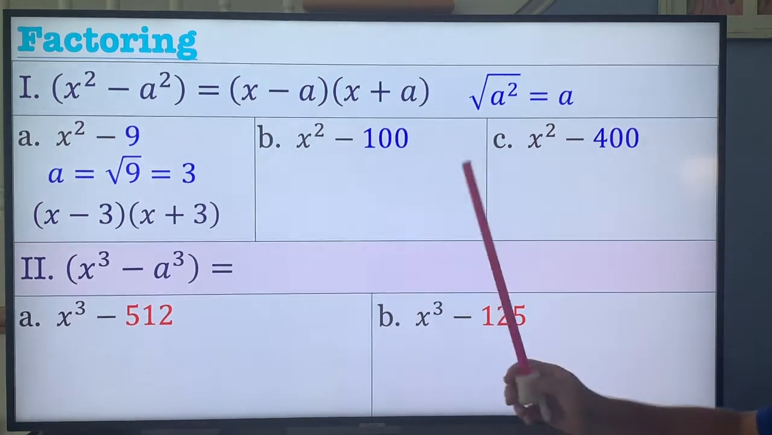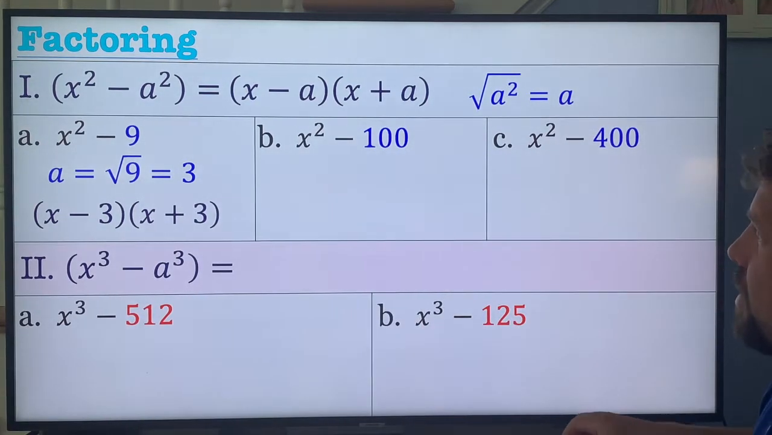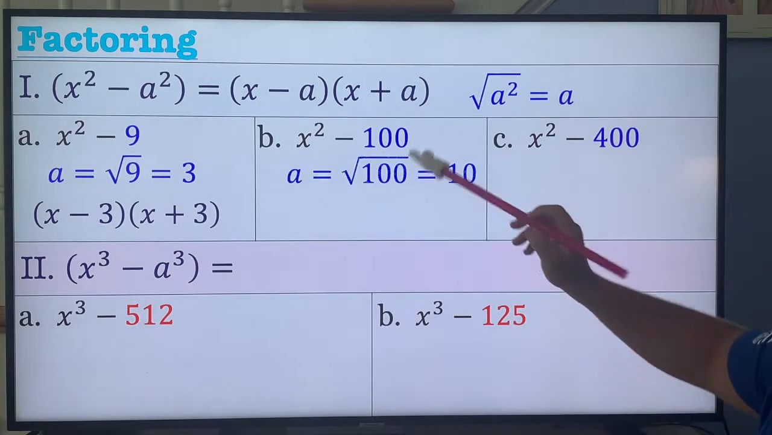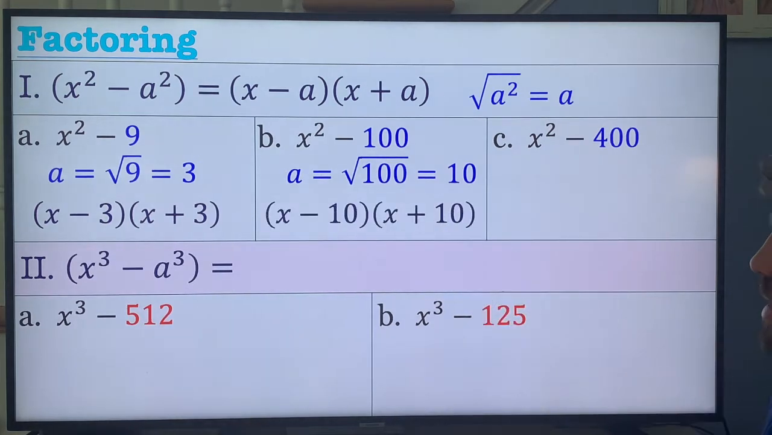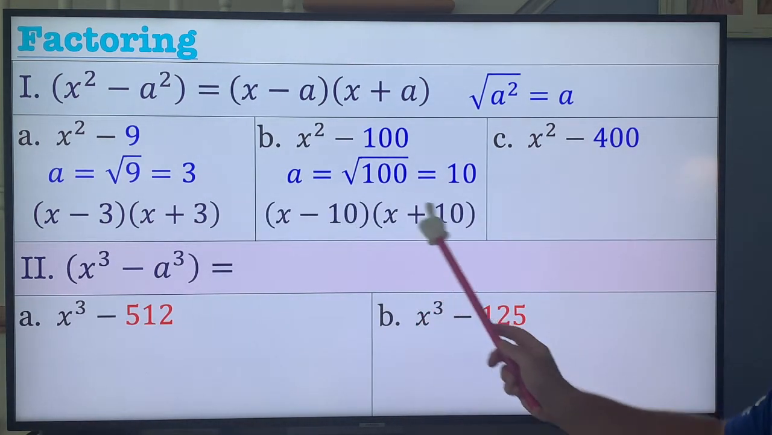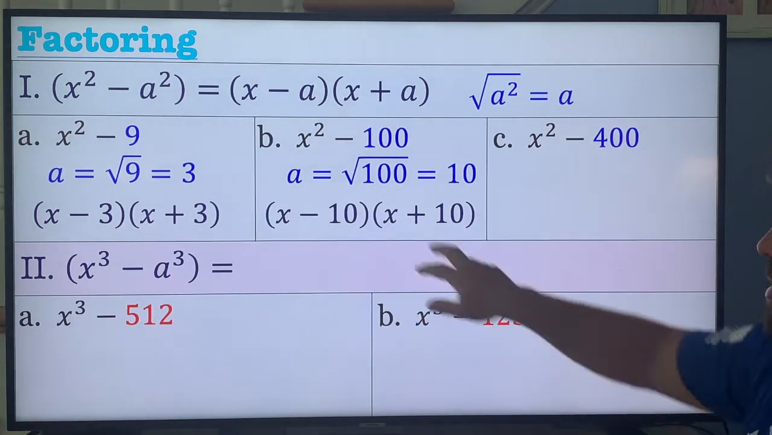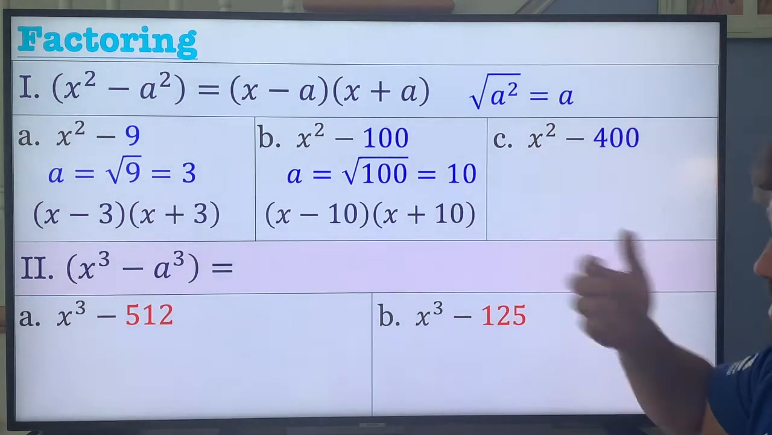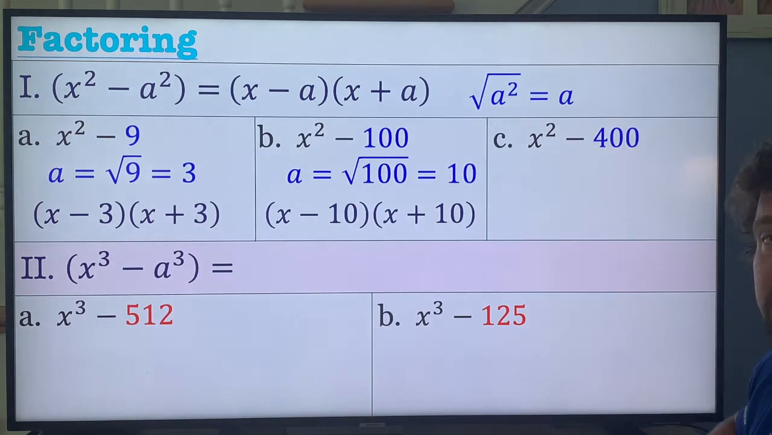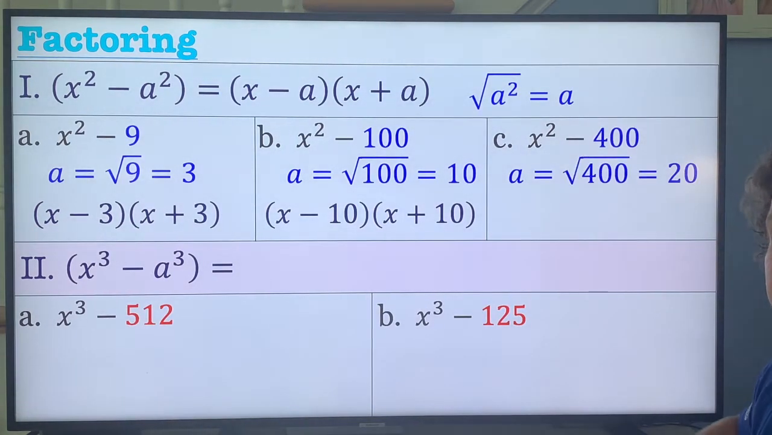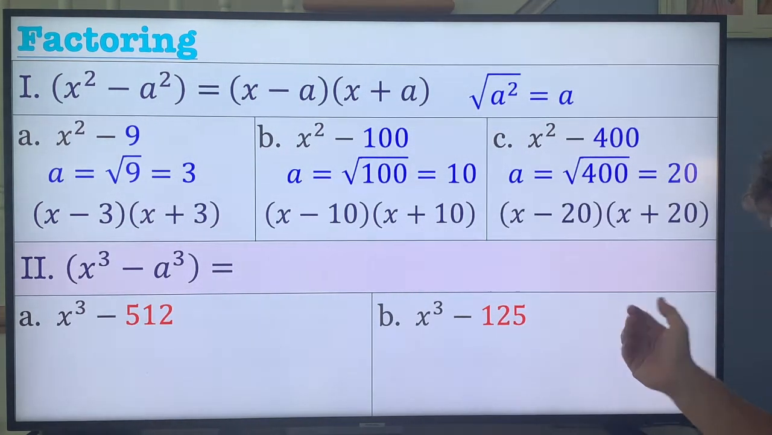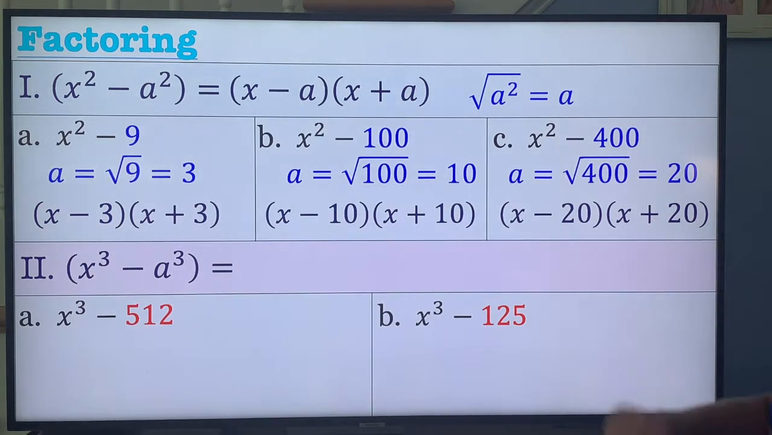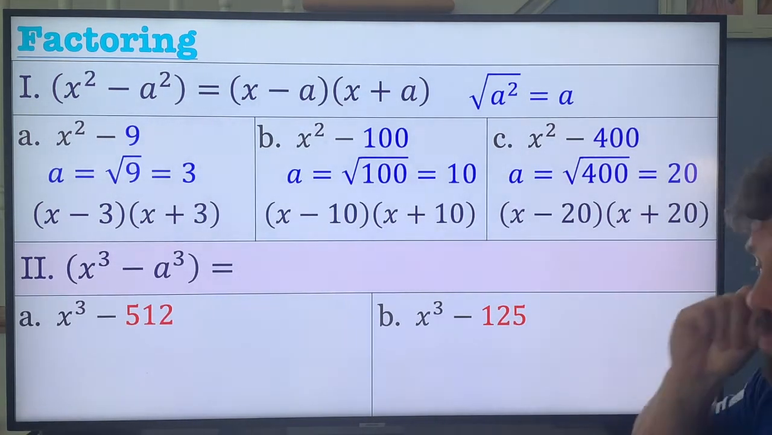Why don't you try B and C? All right, good, you're done. Square root of 100 is 10, x plus 10, x minus 10. And it doesn't matter if the minus comes first or second, you could interchange. So it could be x plus 10 times x minus 10, x minus 10 times x plus 10, doesn't matter. Right here, square root of 400 is 20. X minus 20, x plus 20. Not too bad, right?